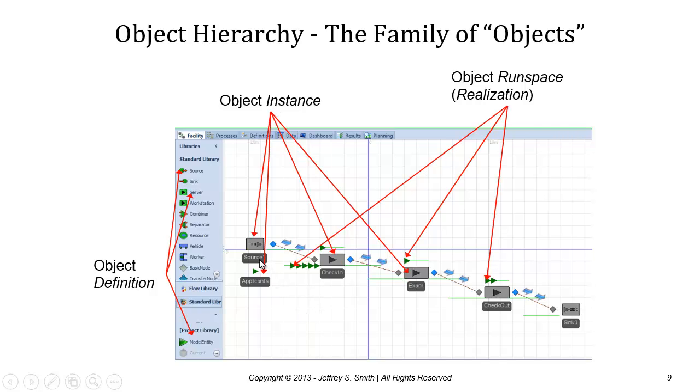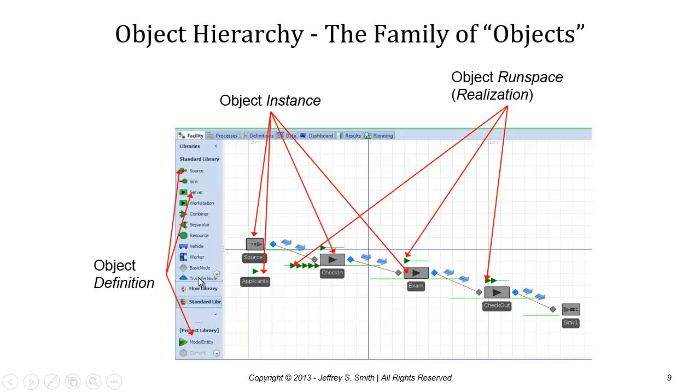So in our model, we have an instance of the source object called source1. We have 3 instances of the server object, the check-in, exam, and checkout, 1 instance of the sync object, and 1 instance of model entity called applicants. When Simio runs and creates dynamic run spaces or realizations of those objects, we see those as they move through the model. So when we click run, we're creating run spaces of the object instance called applicants, which is an instance of the object called model entity.